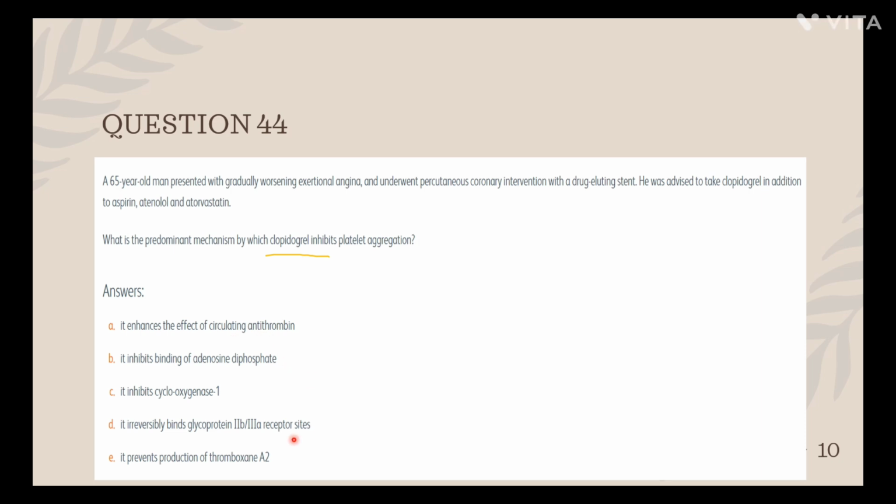P2Y12 inhibitor, if it is there in the option, that is the answer. Or if it inhibits binding of ADP is in the answer, that is the answer. So here it inhibits binding of adenosine diphosphate or ADP. That is the answer. We'll look at the other option.